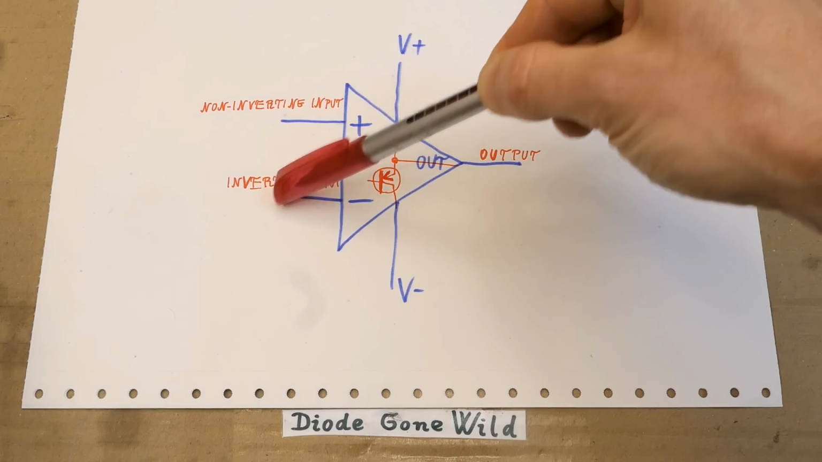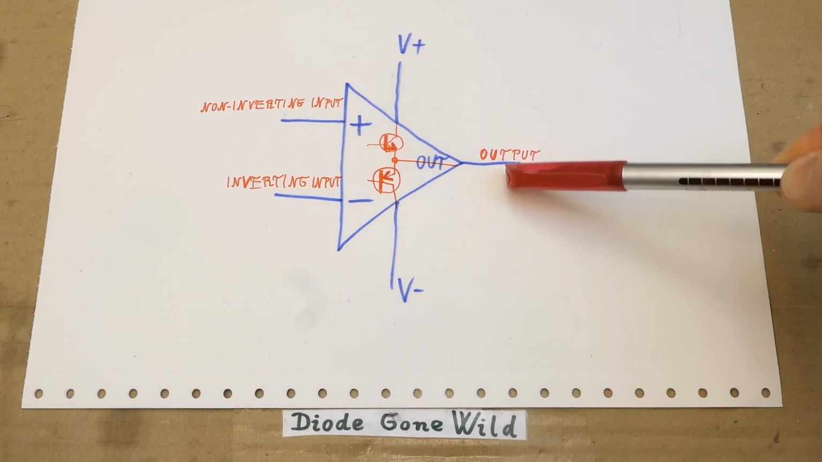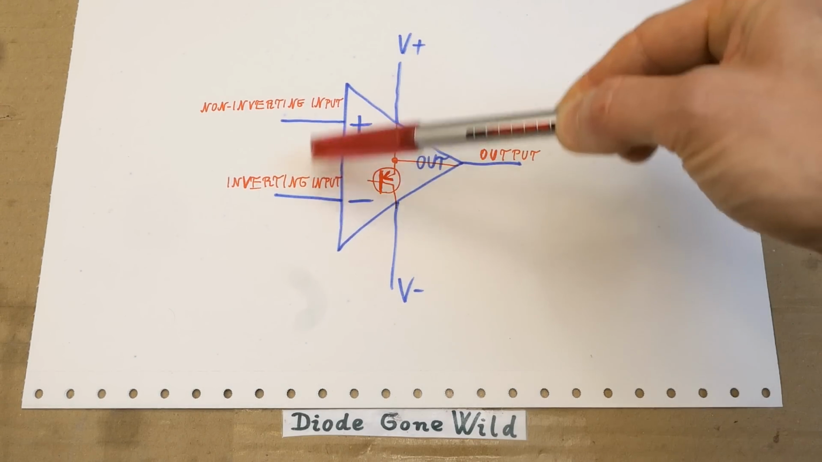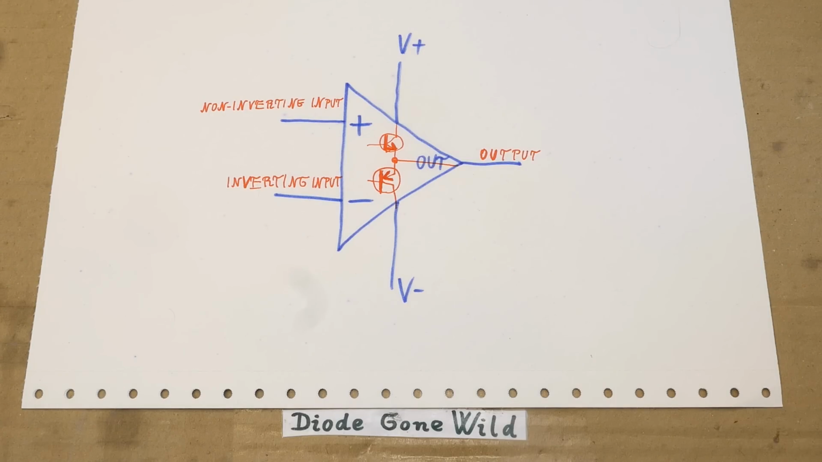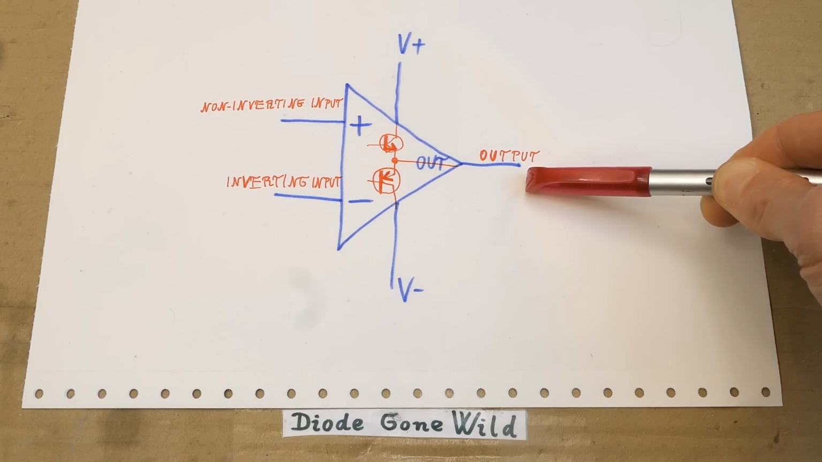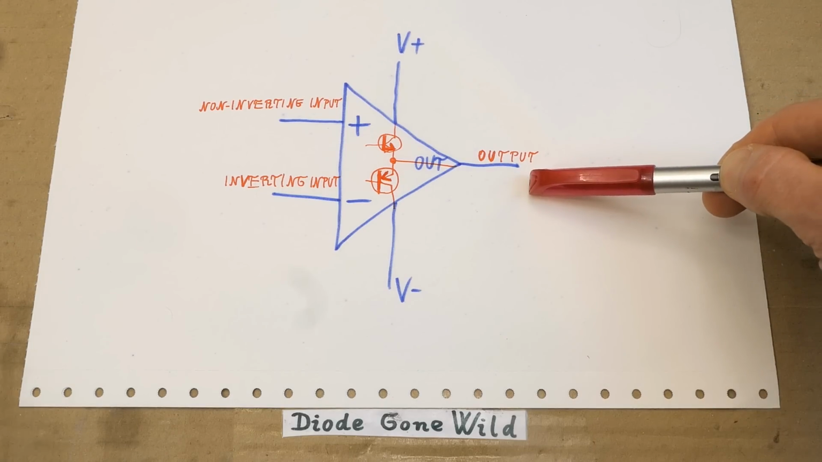OpAmps are very similar, but when using an OpAmp there is typically a feedback from the output back to the inputs, and this feedback is constantly trying to get the inputs both to the same voltage. And the output of an OpAmp is working in the linear region. It's not a logic output. It's not high or low, it's anywhere in between.